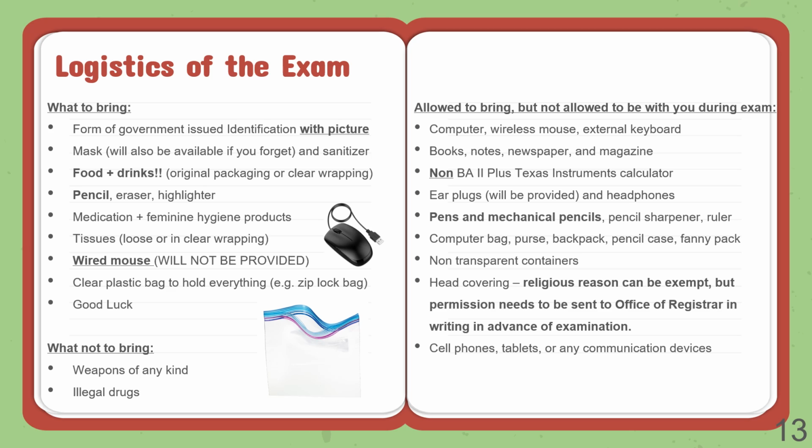Some of these items include a computer, a wireless mouse, an external keyboard, books, notes, newspaper, and magazines, or a calculator that is not a BA2 Plus Texas Instrument. There's no real reason why you actually need to bring a calculator because CPA actually gives you this type of calculator, and we'll talk about that after. CPA also doesn't allow you to bring your own earplugs or headphones. In addition, you're not allowed to bring any pens, mechanical pencils, pencil sharpener, or ruler. So make sure you pack enough pencils, or else if you accidentally only packed pens, you won't have anything to write with during the exam.